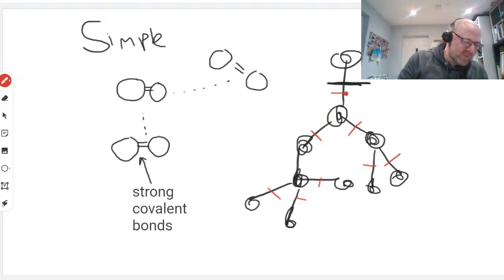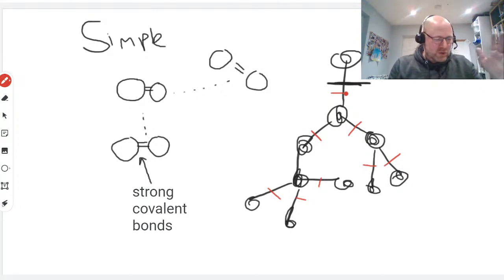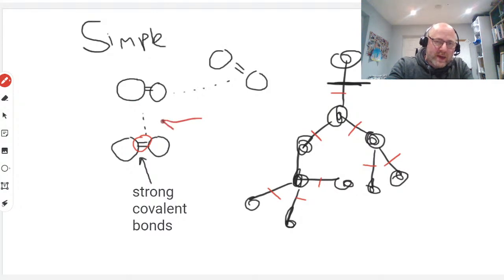Yeah, simple molecules have weak intermolecular forces. Don't talk about breaking the covalent bonds. They have very, very strong covalent bonds, simple molecules. So this is very strong. We don't want to talk about breaking that.